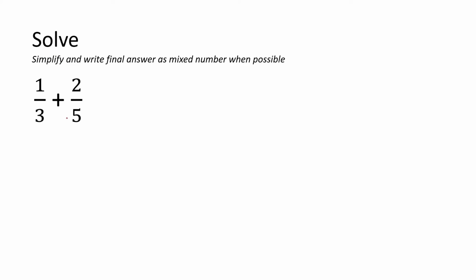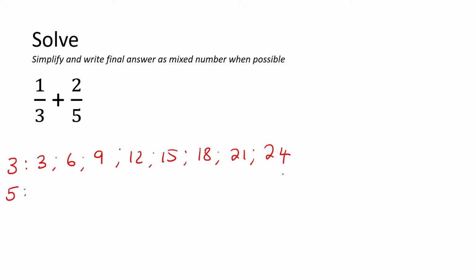Here's our next one. So the numbers at the bottom are not the same. So what we do is we try to find the lowest common multiple. So we say 3, 6, 9, 12. How many should we do? We don't know. But as you practice, you will get better at figuring this out. Now, what about the number 5? 5, 10, 15, 20. We can stop, because look at this, the number 15 is the LCM.